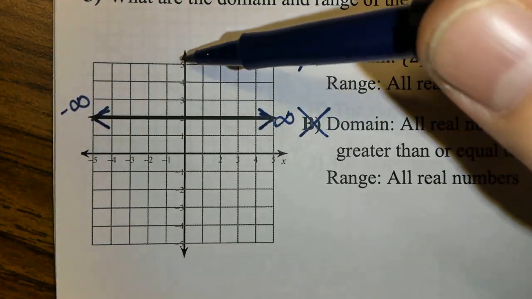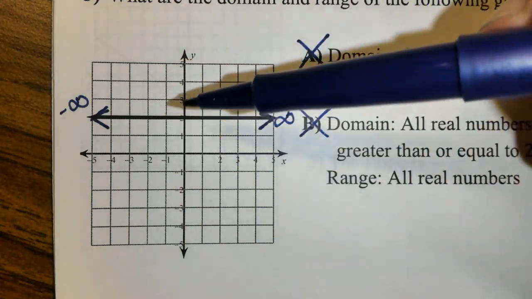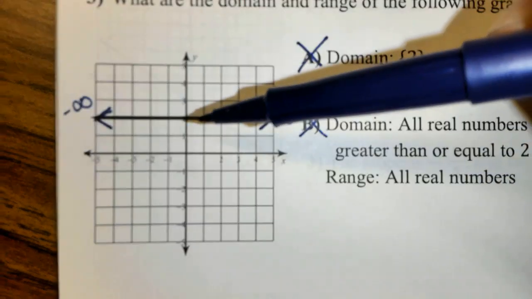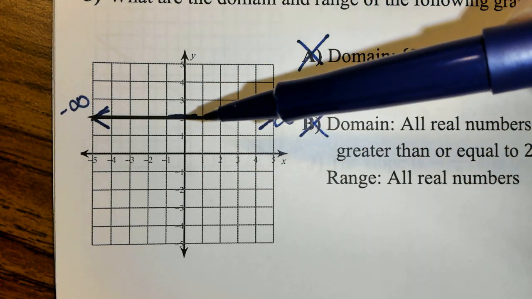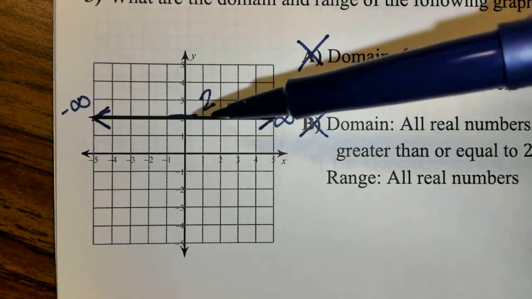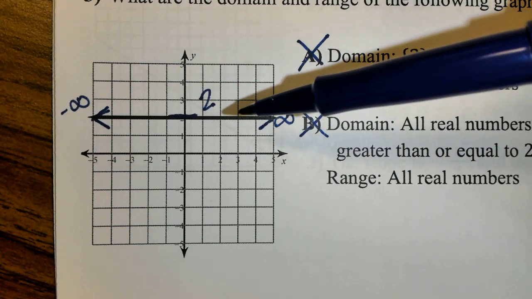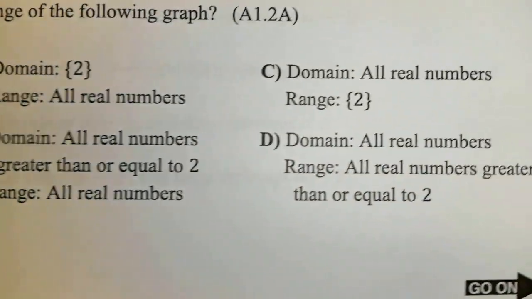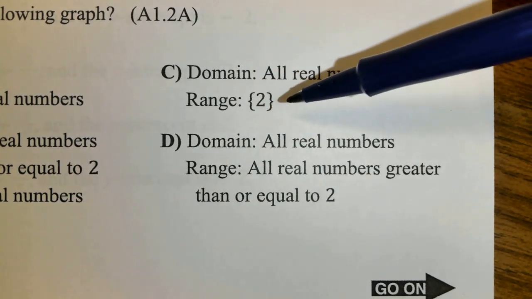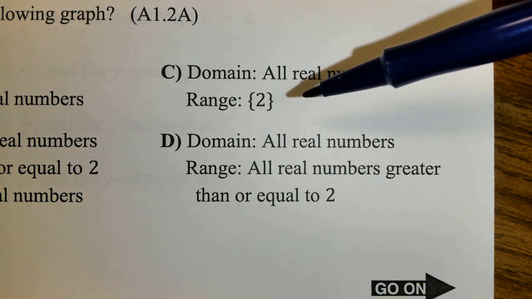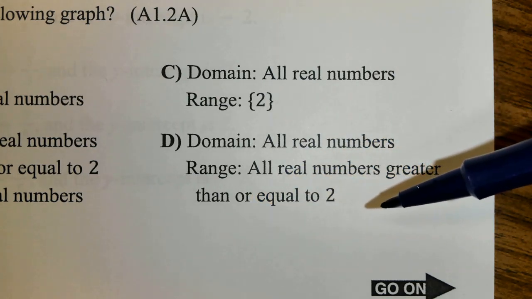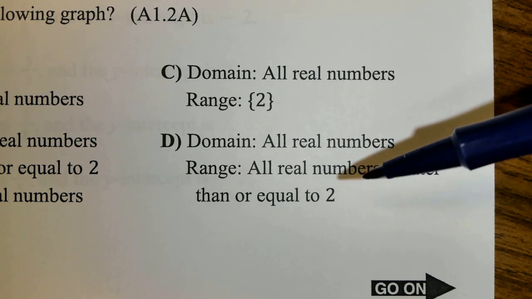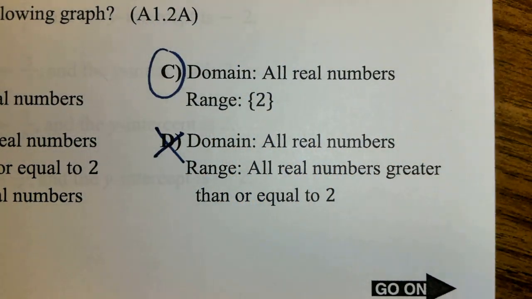Okay, so let's look at range. We know range is on Y, or up and down. But if I go up and down to look for my graph, notice I'm only on one line. My line does not go up, it does not go down. It stays on the same number, which if we count is 2. Okay? That means my range is 2 and nothing else, because I don't go above 2, I don't go below 2. So looking at my answer choices, look at C. Range is 2. That's right. I'm 2 and nothing else. And if I look at D, all numbers greater than or equal to 2. Well, I just said I don't go up or down, so that's wrong. It has to be C.